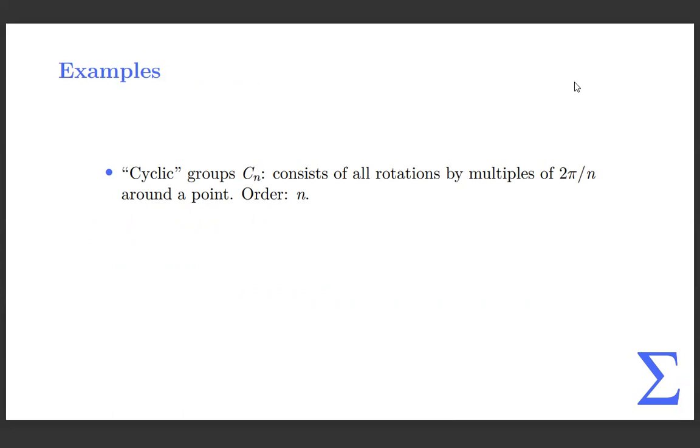symmetry groups. You have cyclic groups, which consist of all rotations by multiples of 2 pi over n around a point. And order means the cardinality of the underlying set of the group. Okay, that's how you can think about it. The Cn over here, for instance, like C4 would be all the rotations of a square. C5 would be all the rotations of a pentagon, and so on.